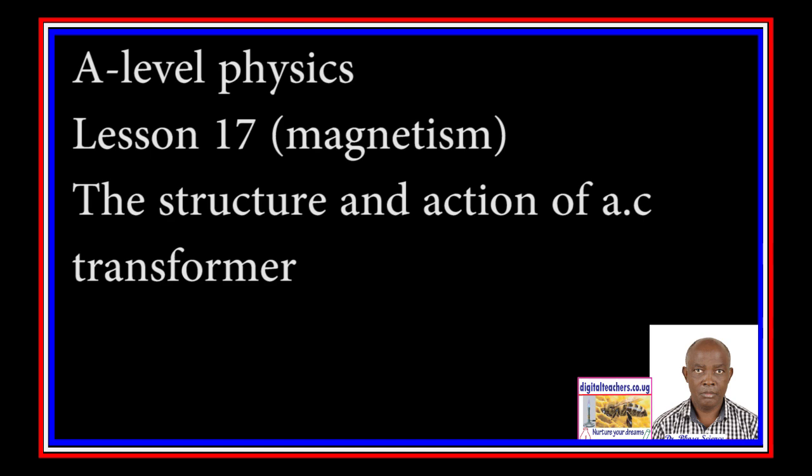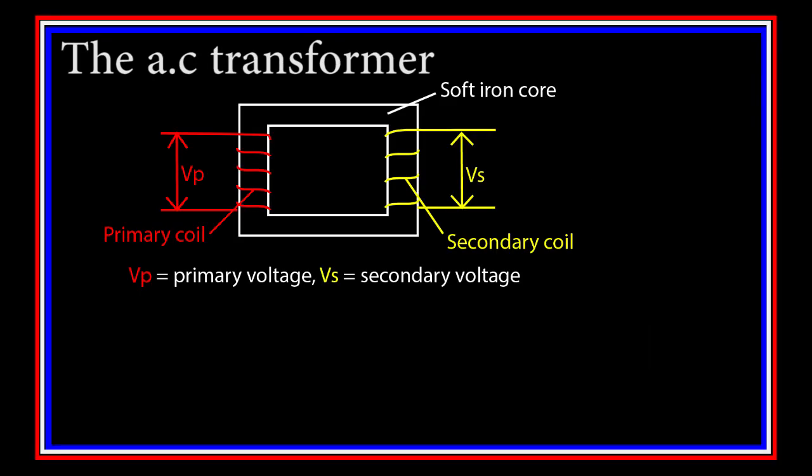Today we are going to study A-level physics, lesson 17, the structure and action of the AC transformer. The AC transformer is illustrated below. VP is the primary voltage. VS is the secondary voltage.